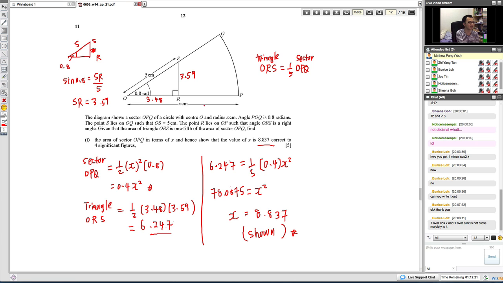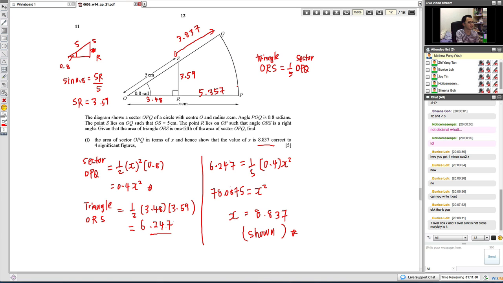So since I know the x already, I can easily know my length for SQ. You just use 8.837 minus 5, which is 3.837. And I can find this length easily also. This length is just 8.837 minus 3.48. It's just 5.357.